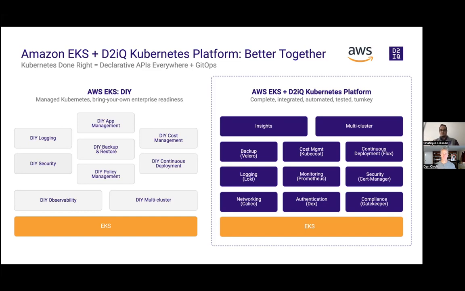So for example, staying within the AWS ecosystem, you might have CloudWatch for your logging and metrics. There is a solution available for maybe continuous deployment on Kubernetes. You could decide to stitch all of those together and integrate all of them with EKS to get that feature complete platform that you need, right?